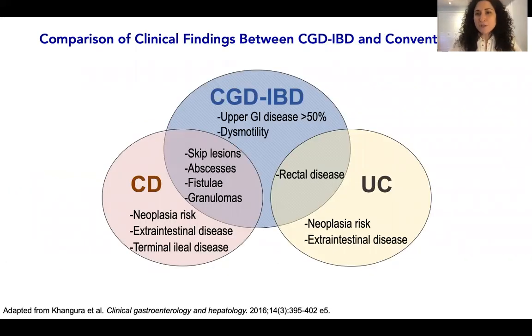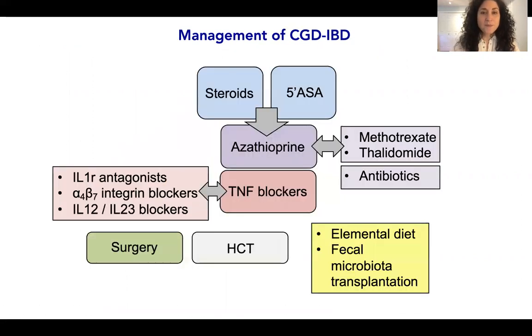When we talk about gastrointestinal inflammation in CGD, for the most part, we're referring to a form of inflammatory bowel disease that shares common features with Crohn's disease, as well as with ulcerative colitis. From here on, we'll refer to this as CGD-associated inflammatory bowel disease, or CGD-IBD. The management of CGD-IBD is quite similar to the management of conventional IBD. That is, patients are treated with steroids, mesalamine, then followed with the addition of azathioprine.